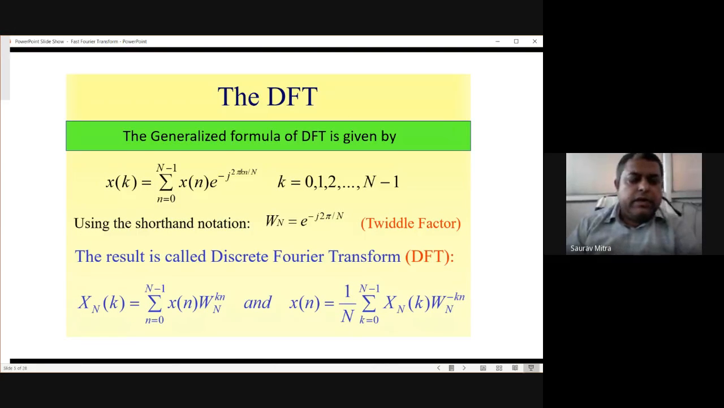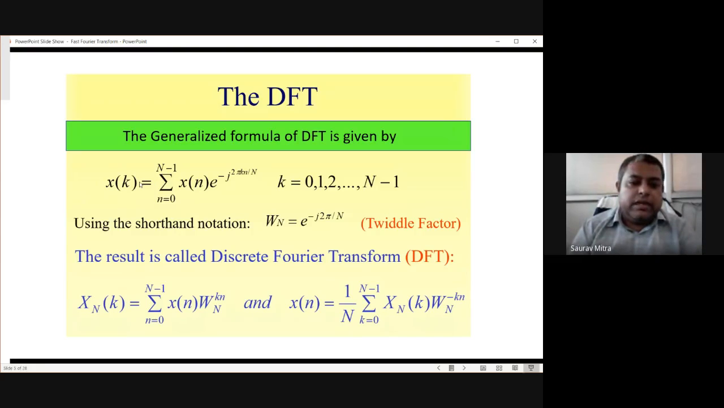So now we have seen that Xk is the formula for DFT. In this formula, you can find out that Xk is calculated as a summation for n equal to 0 to N minus 1. So if I tell you that it's a 4-point DFT, that means it's a summation from n equal to 0 up to 4 minus 1, that is 3.